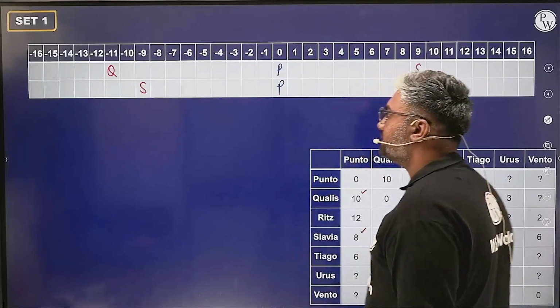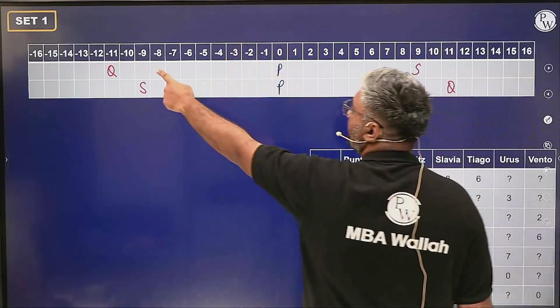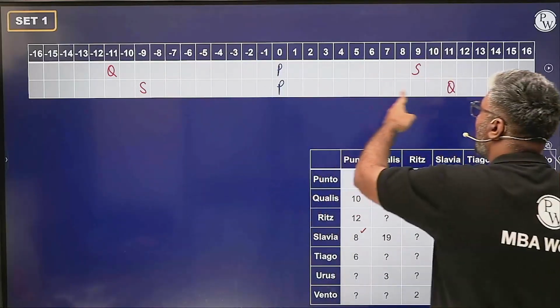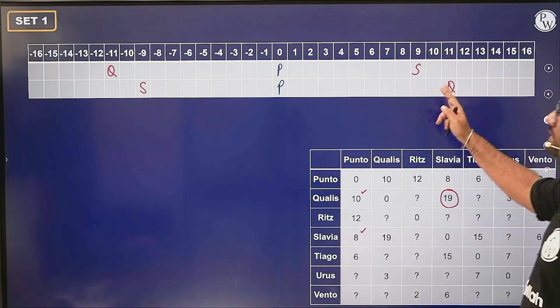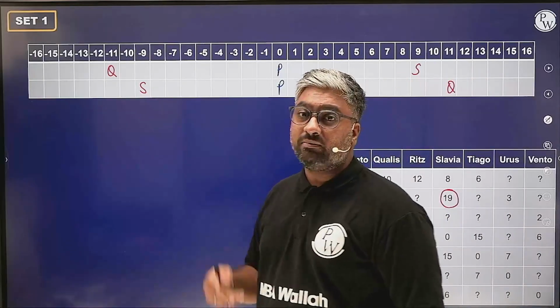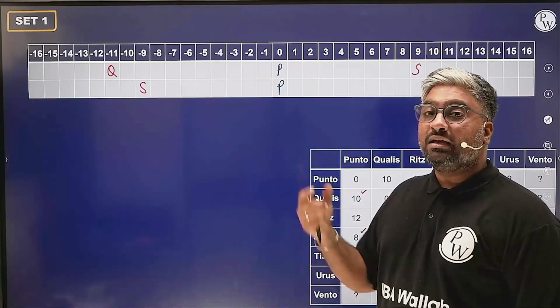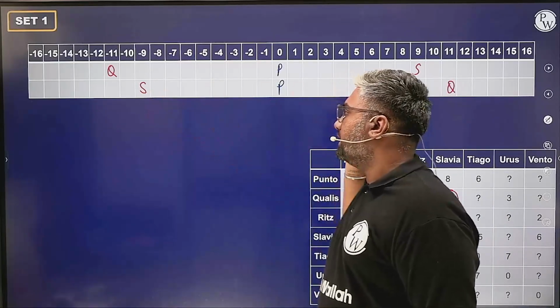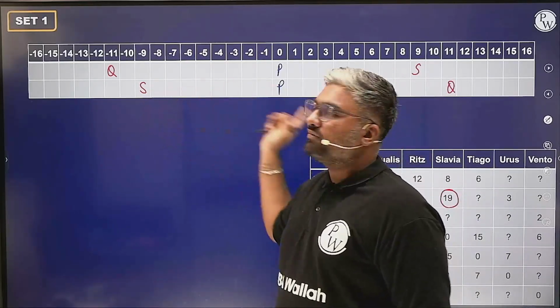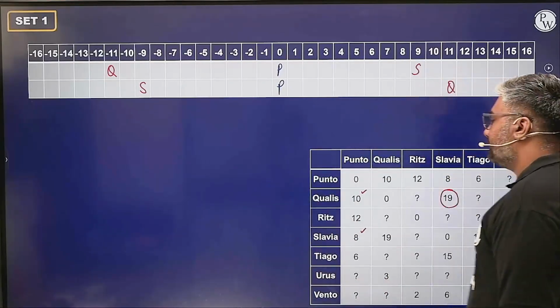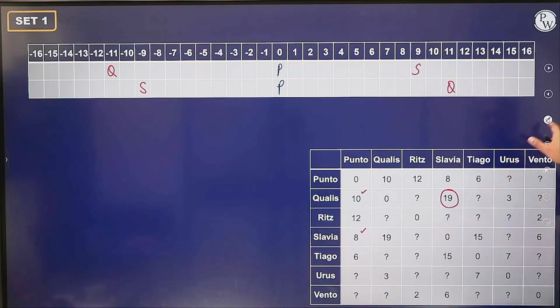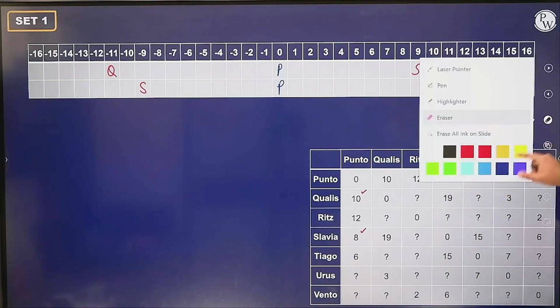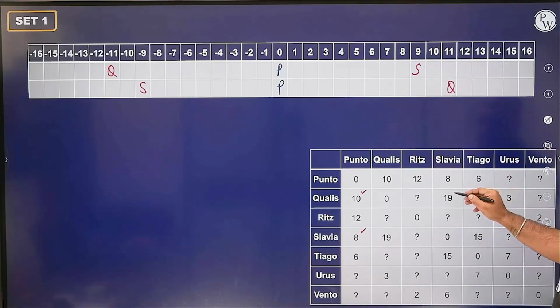I hope you're getting this. One of these you have to remove. So you have a 19 car gap here and a 19 car gap in the bottom also. 11 and minus 9, same thing. 11 minus of minus 9 is 20. If you remove 1, because you're considering either 9 or minus 11, you have a 19 car gap in between. Make sense? Beautiful. So this part is also done. We've successfully placed Slavia as well.